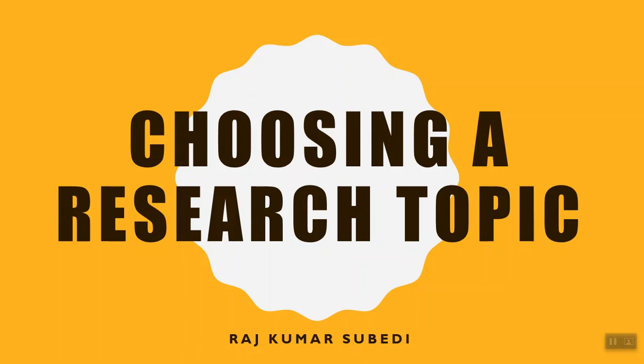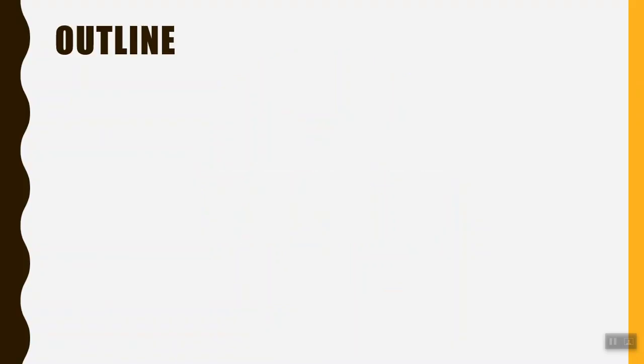So this video is about how to choose a research topic. First of all, when you're choosing a research topic, you should identify the issue of interest. Okay, so identify the area of interest. For that, you should follow three different steps that will help you in identifying the issue or the topic of interest.